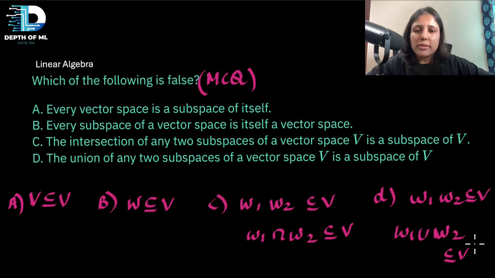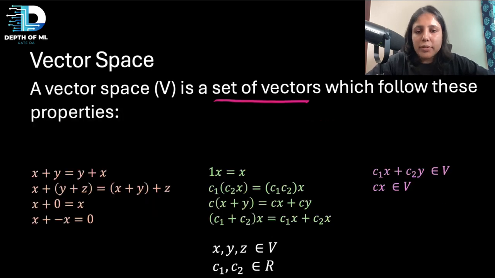To solve this question, you should understand what a vector space is and what a subspace is, and if you understand this, it is a very easy question to solve. So before we solve this, I just want to go over the definition of a vector space, so I can relate to it while I explain the solution to you. So what is a vector space?